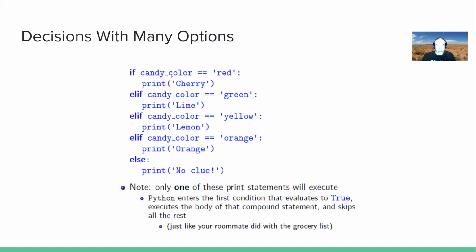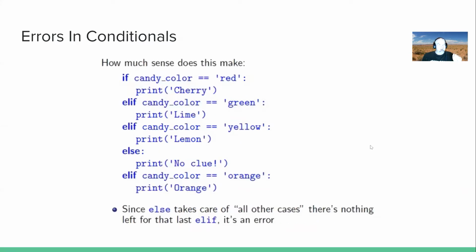So once again, it's important to know that only one of those print statements will actually execute. As soon as one of these returns true, the whole thing will stop after that. It won't read the rest of it after that. So Python enters the first condition that evaluates to true, executes the body of that compound statement, and skips all the rest, right? Just like we did with the grocery list example in the previous lecture.